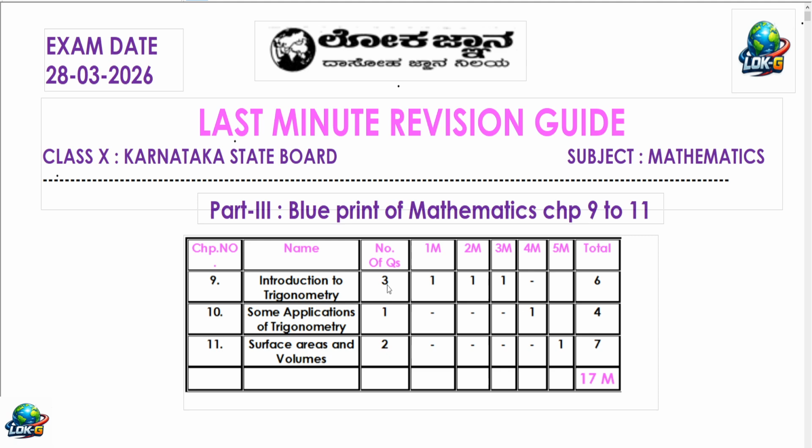From Introduction to Trigonometry, you will get 3 questions: one 1 mark question, one 2 mark question, one 3 mark question, totally 6 marks. Some Applications of Trigonometry will get only one 4 mark question. And Surface Areas and Volumes will get 2 questions from 1 mark and 1 question of 5 marks. I am trying to cover tough chapters or tough questions that you face.